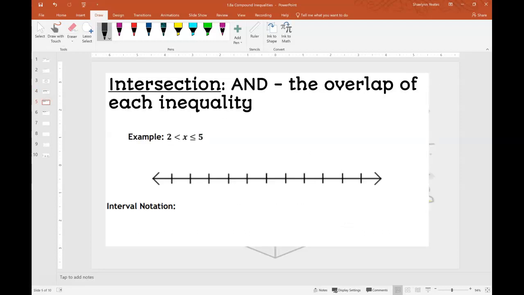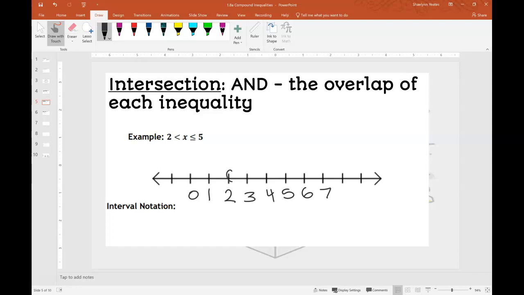So, intersection "and" is the overlap of an inequality. So this is essentially from 2 to 5. So let's go ahead and list that. We've got 0, 1, 2, 3, 4, 5, 6, 7.